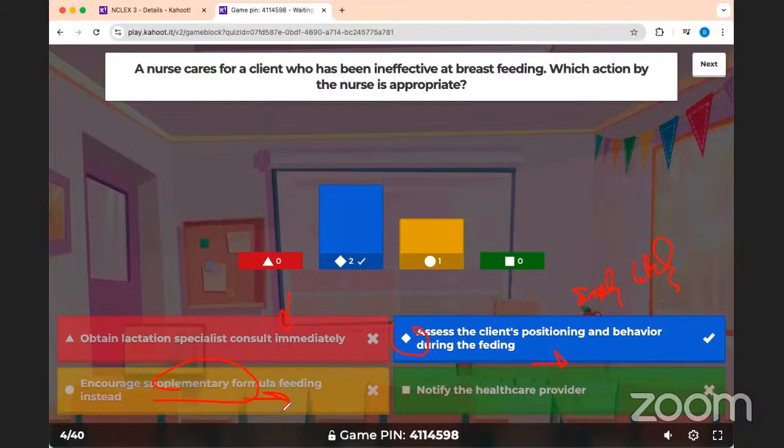Giving them formula is not important right now. It will prevent them from breastfeeding. They want to learn how to breastfeed. You should not stop. Encouraging them to supplement is not it. The question is about breastfeeding, so answer the question related to breastfeeding. So don't choose this. This is the trap. Okay, so that's the right answer. That's the concept. I hope you got it.